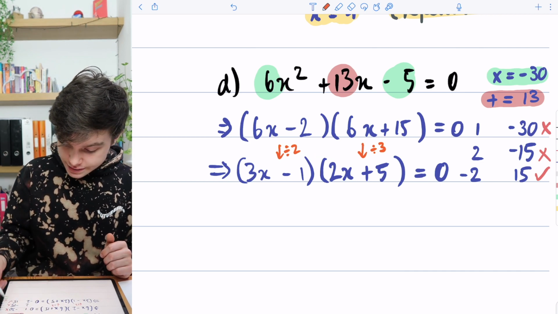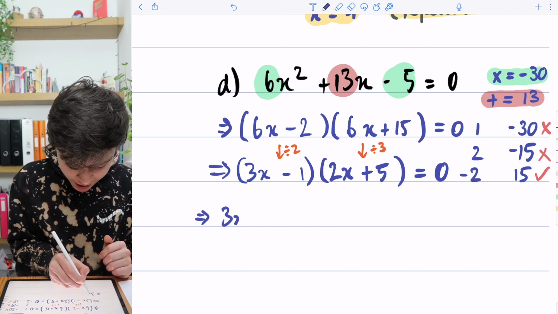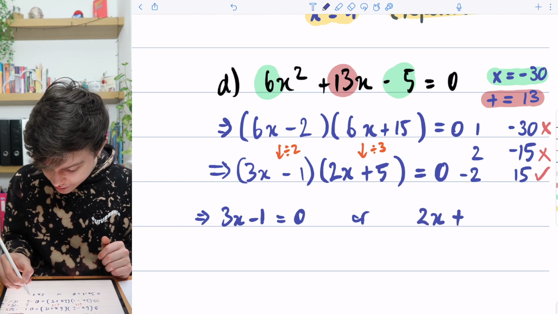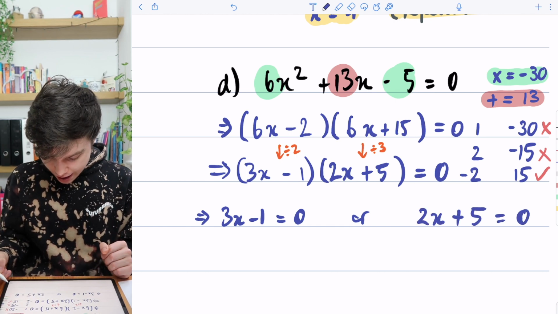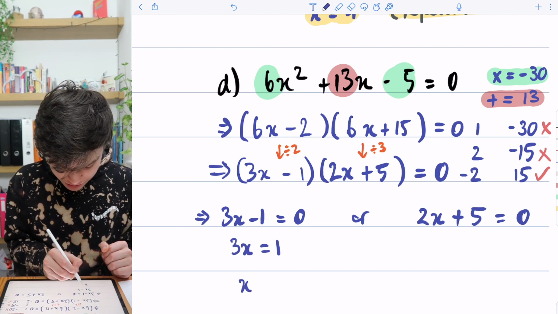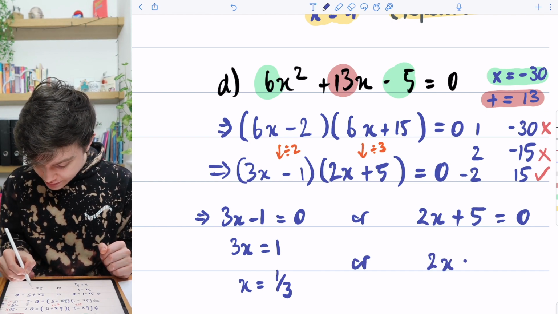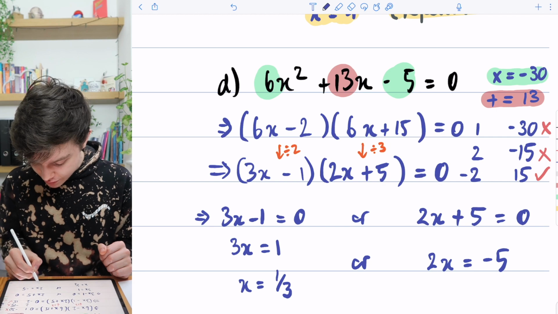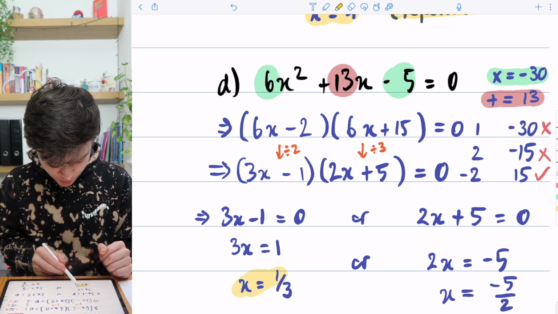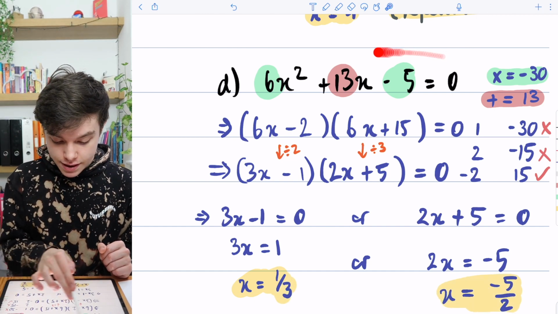So all we need to do now is set each bracket equal to 0. So we will then have 3x minus 1 is equal to 0, or we'll have the second bracket equal to 0. And when we have that, we will have 3x is equal to 1. So x is equal to a third, or we will have 2x is equal to minus 5, so x is equal to minus 5 over 2. And those are our two solutions, or two roots, to this equation here.